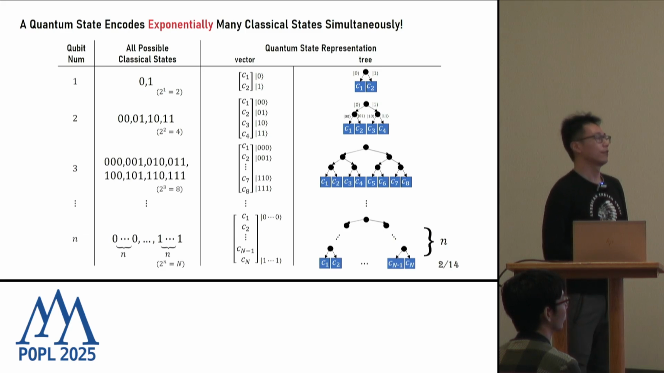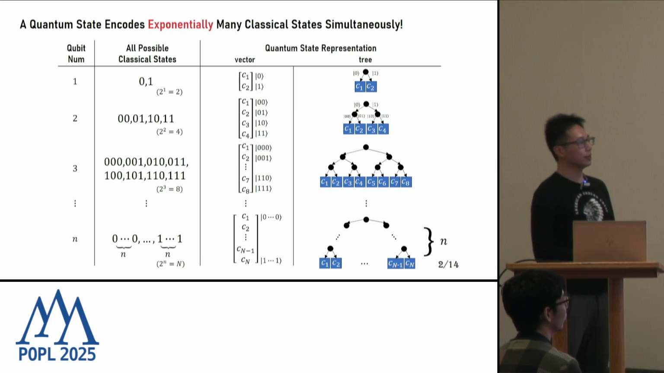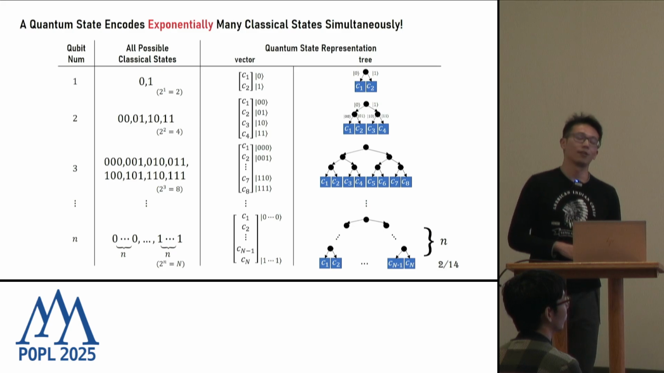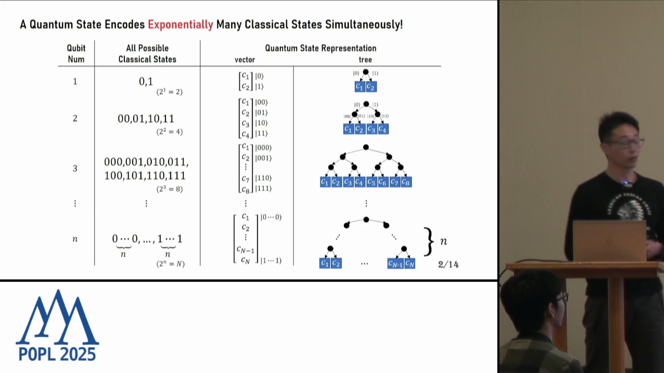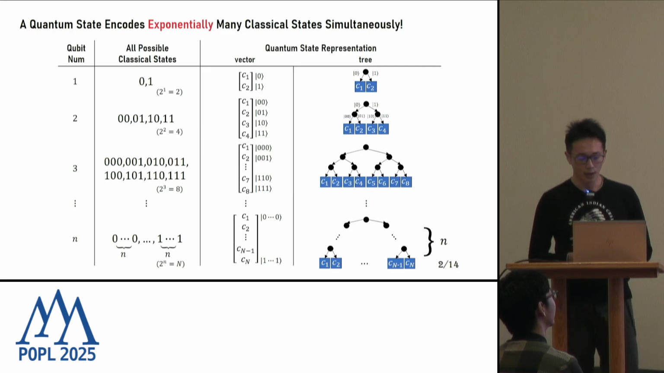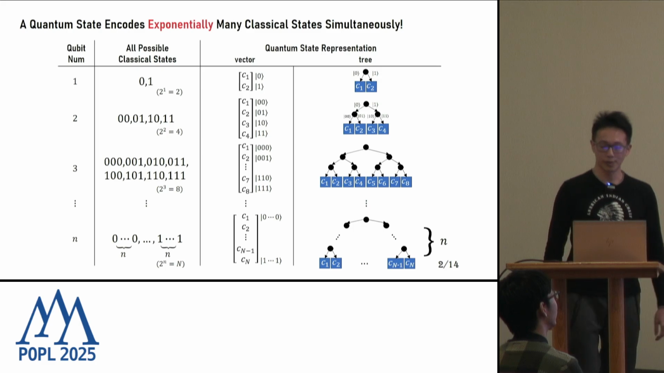Now, if there are n qubits in your system, a quantum state actually encodes 2 to the power of n, that is, exponentially many classical states simultaneously. That is the reason why quantum computing is potentially faster or more powerful than classical computing. For the following slides, we will use the tree representation.